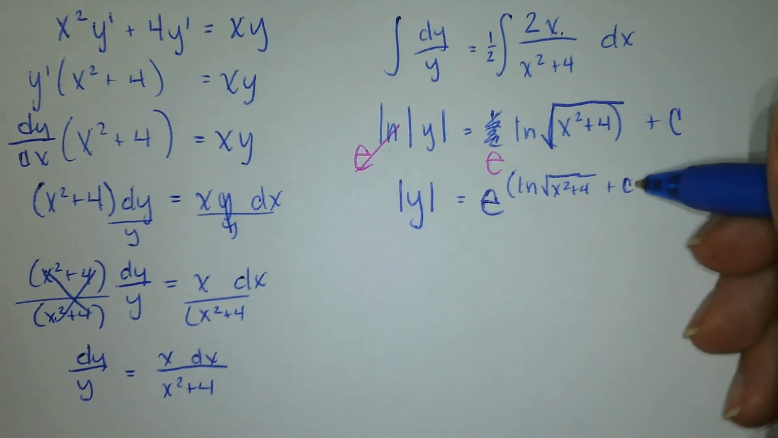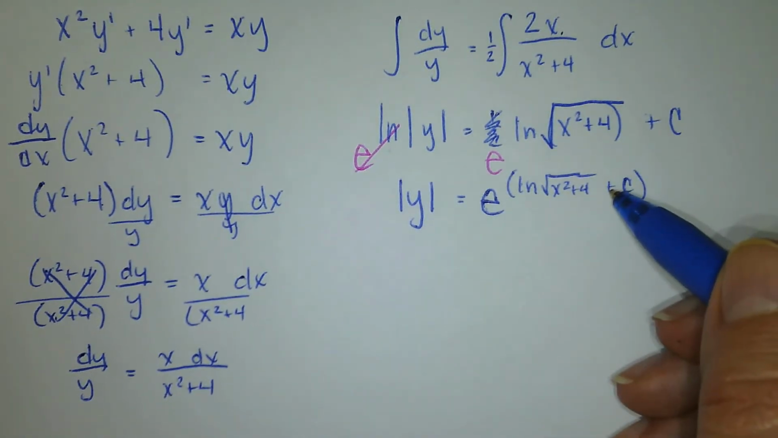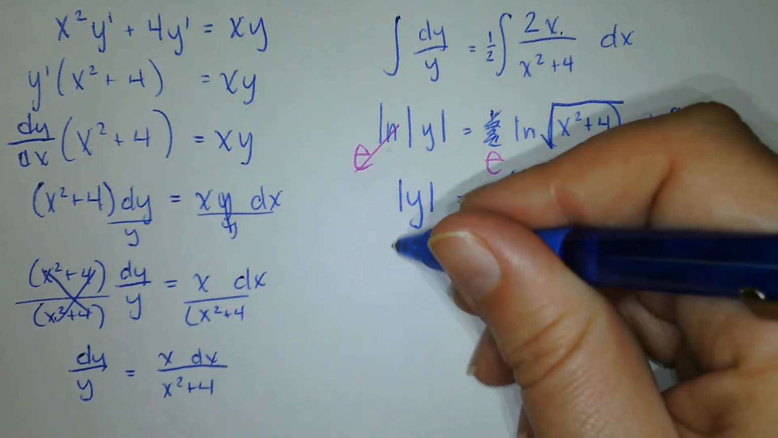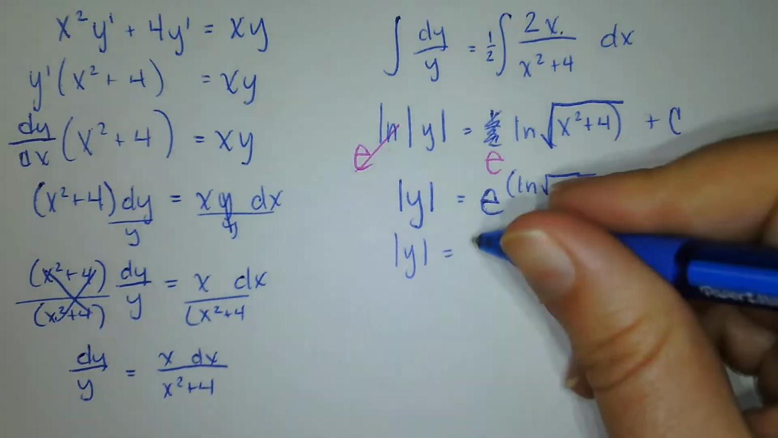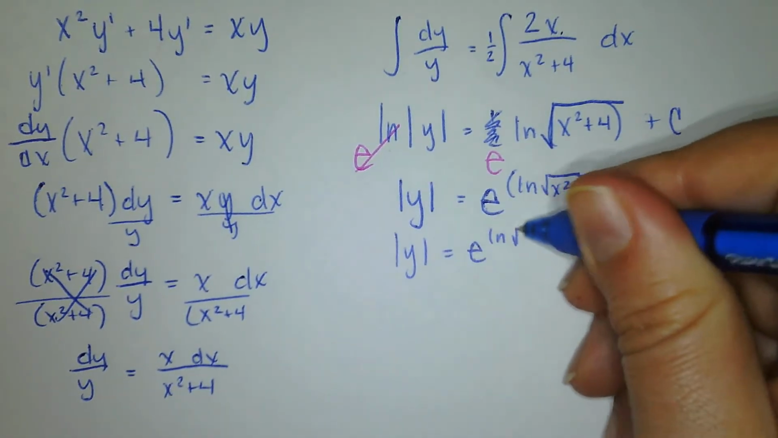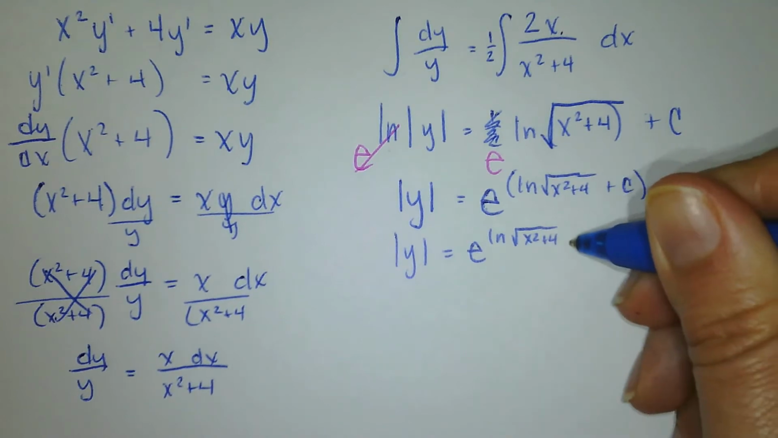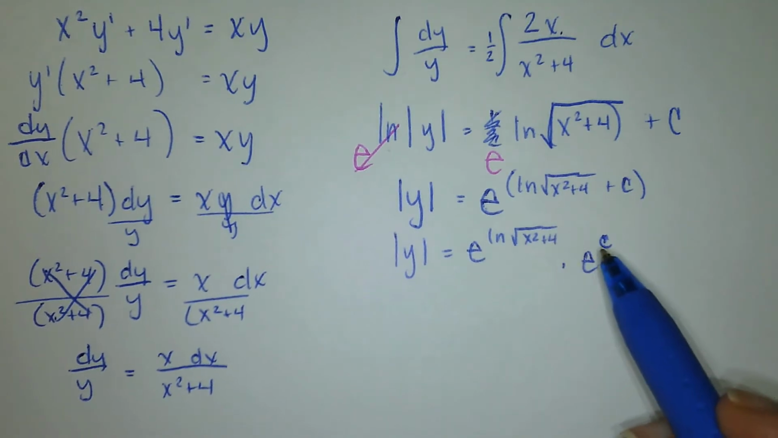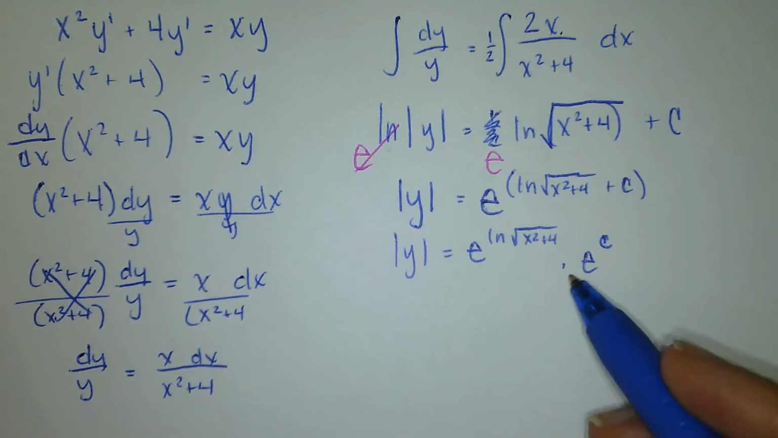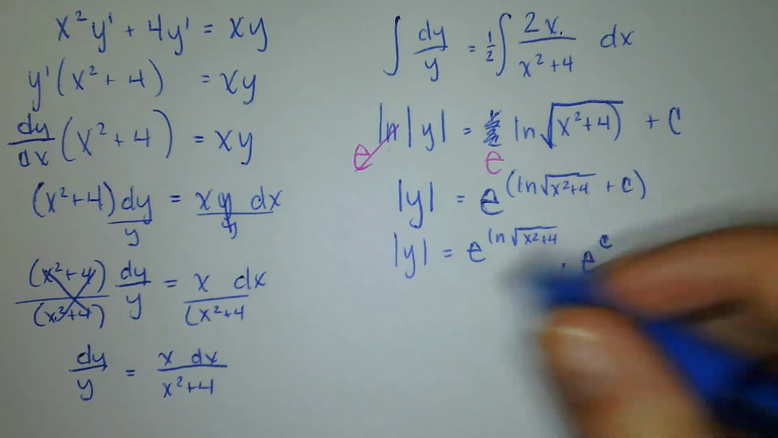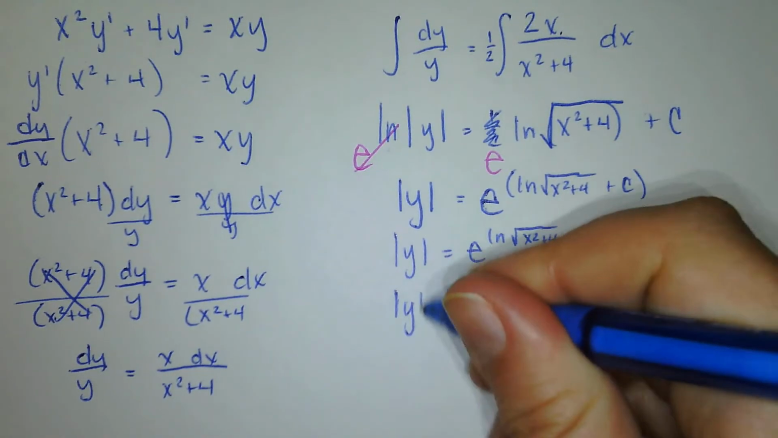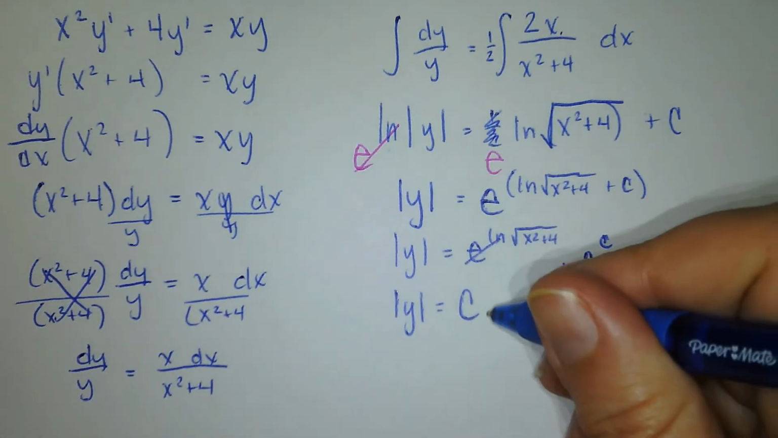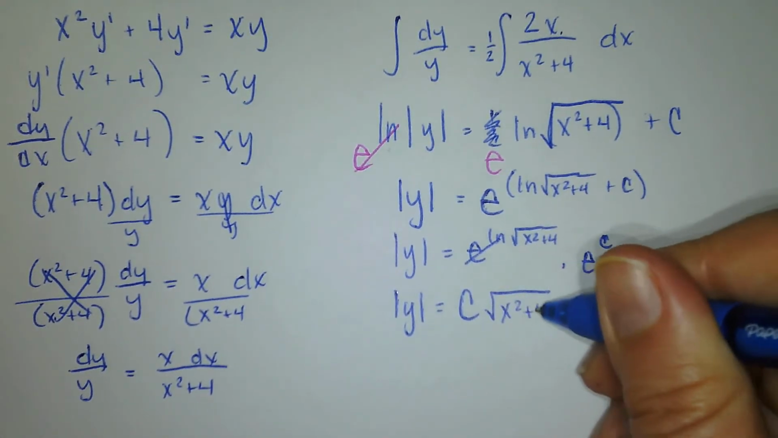So if you remember, when we have two exponents being added, we can actually split them up and multiply them. So absolute value of y is equal to e to the ln square root x squared plus 4 times e to the c. And now we can simplify. E to the c, c is a constant, e is just an exponential, so e to the c is still just a constant. So absolute value of y is going to be equal to constant. Here the e and the ln are going to cancel, so constant square root of x squared plus 4.